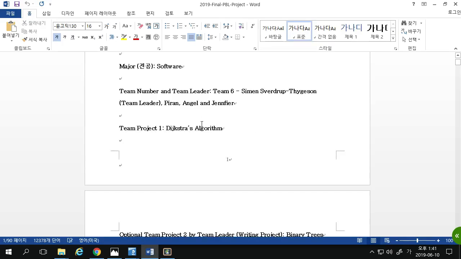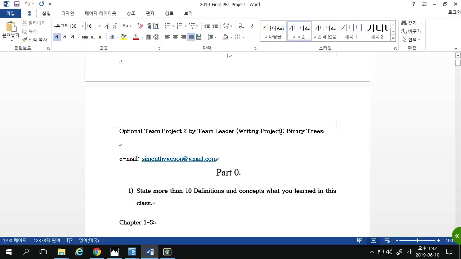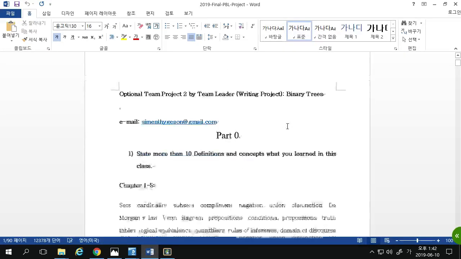Yeah, so our team leaders are me, Piran, Angel, and Jennifer. And our team project topic was Dijkstra's algorithm. And the optional second team project was binary trees.